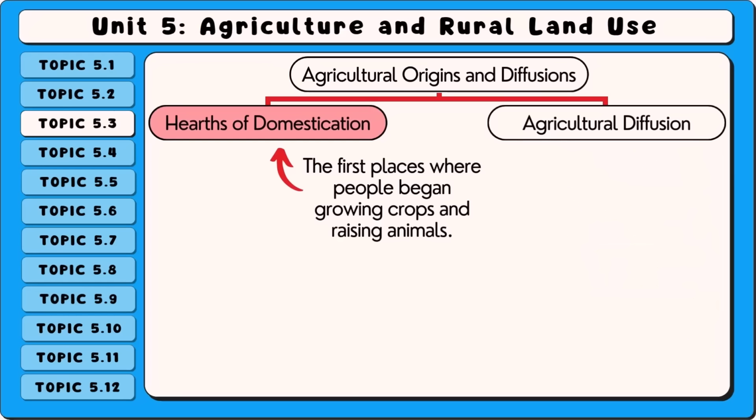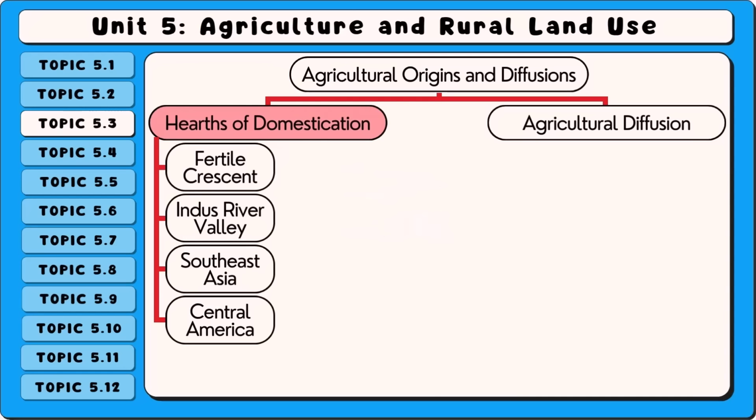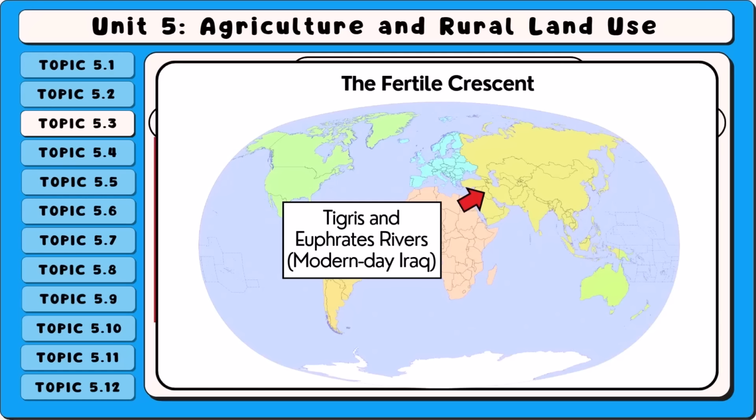Let's start with the hearths of domestication, which are the first places where people began growing crops and raising animals. In this section, we will explore 4 agricultural hearths: the Fertile Crescent, the Indus River Valley, Southeast Asia, and Central America. The first hearth is the Fertile Crescent, located in the Middle East around the Tigris and Euphrates rivers.